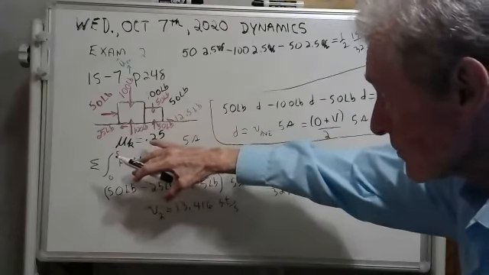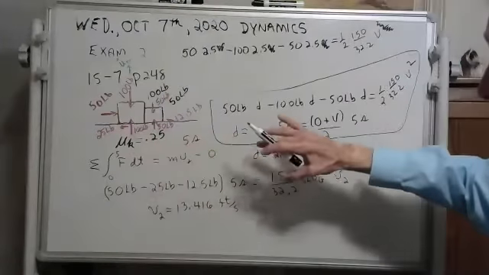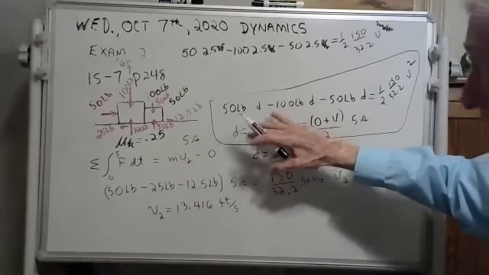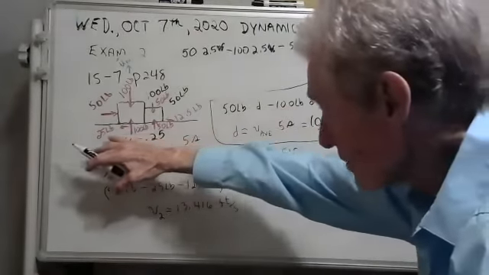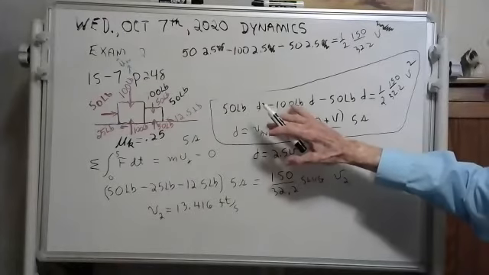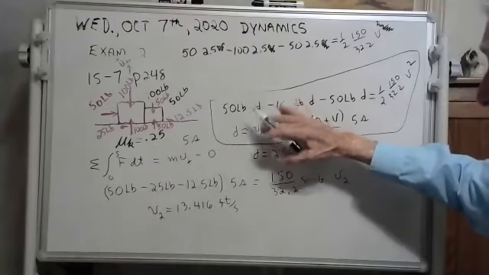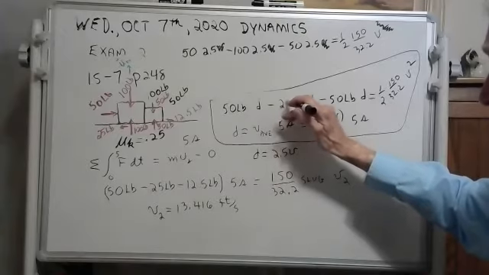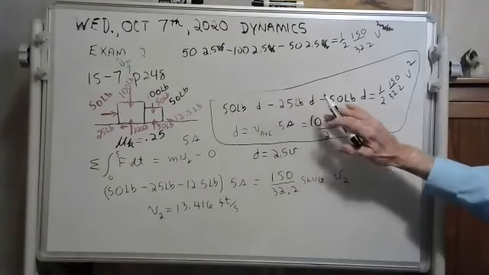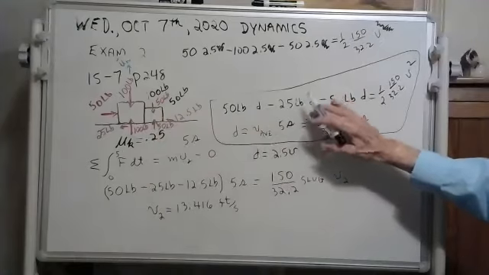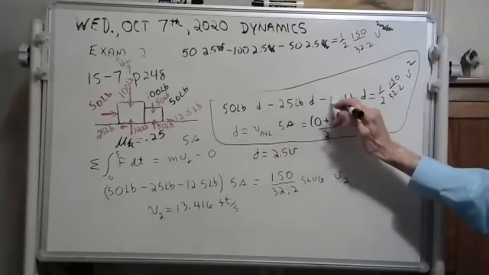And what's the frictional force here? Here's my problem right here, guys. That frictional force is not 100, it's 25. I need you guys. This is wrong. This should be 25. And this frictional force here is not 50, it's 12 and a half.